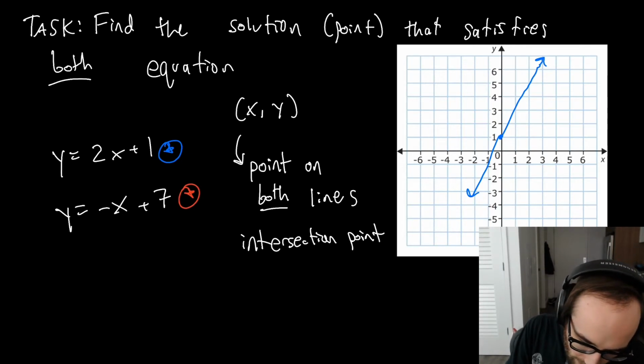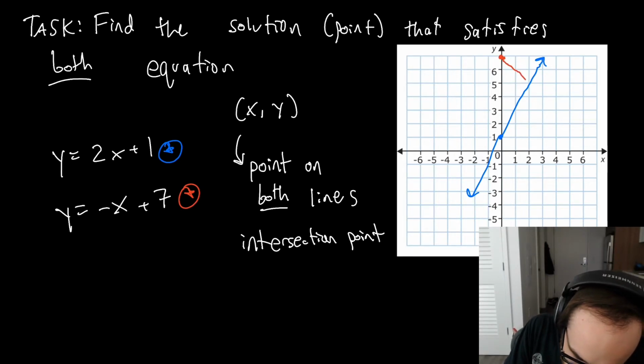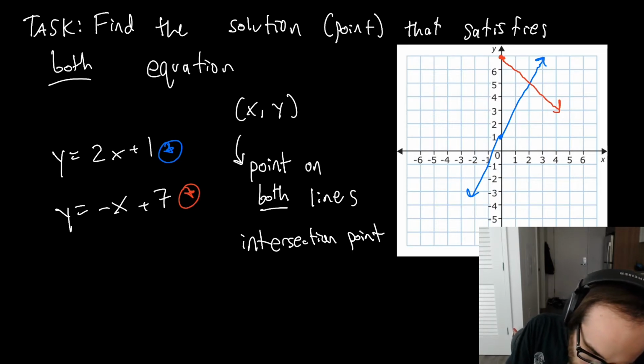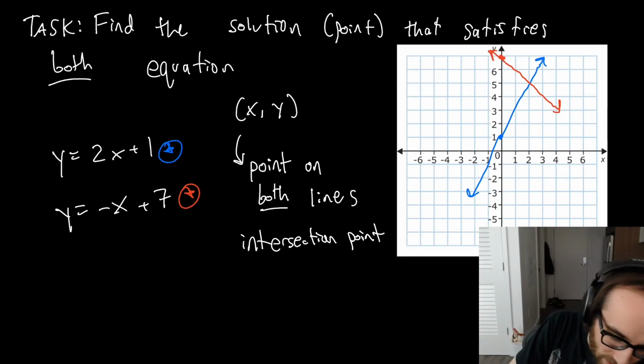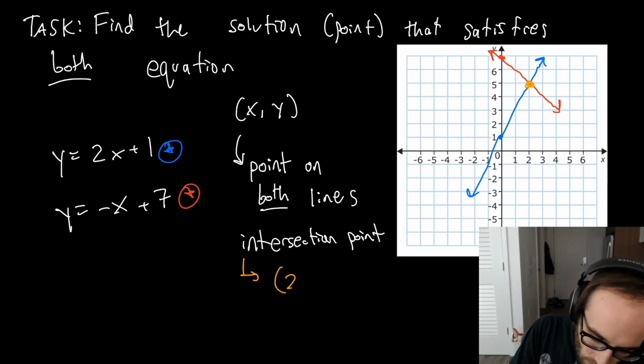So negative x plus 7, start at 7, and then we go down 1 to the right one. So just like that. Okay, so we have these 2 lines, not the straightest lines, but still 2 lines. And we're trying to find the intersection point, which we can clearly see on our graph is right here. Our intersection point is at (2, 5).